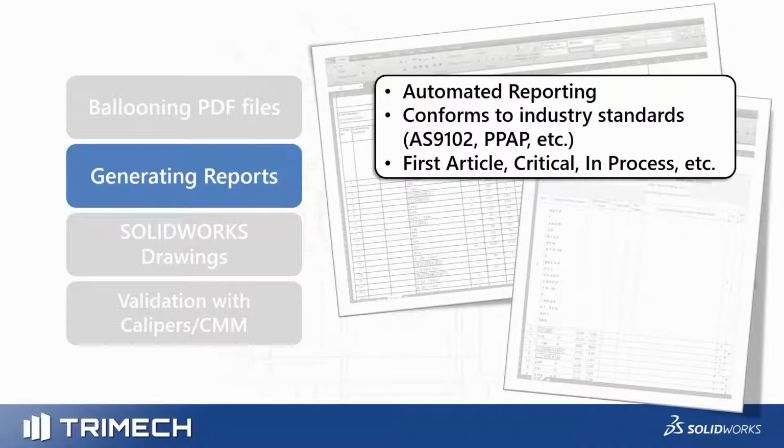This allows you to conform to any sort of industry standards that you want, such as AS9102 or PPAP, as I said, and it also allows you to generate out multiple inspection reports for things like first article, critical inspections, or even in-process inspections as needed. So next, let's take a look at how this is done from within SOLIDWORKS.